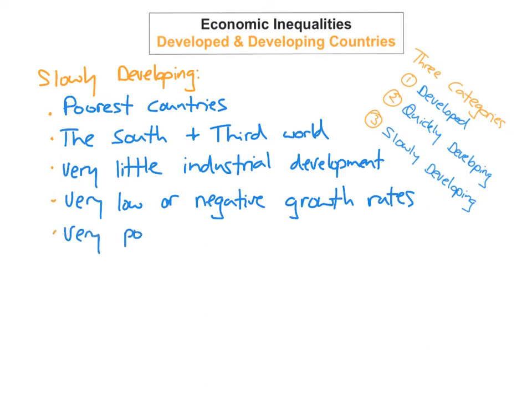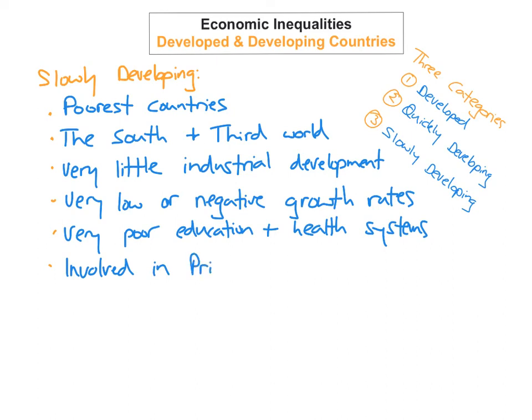Very poor education and health systems in place. Usually you find in slowly developing countries that they are mainly involved in primary activities. So they don't have many secondary economic activities, and very, very few tertiary, if any.